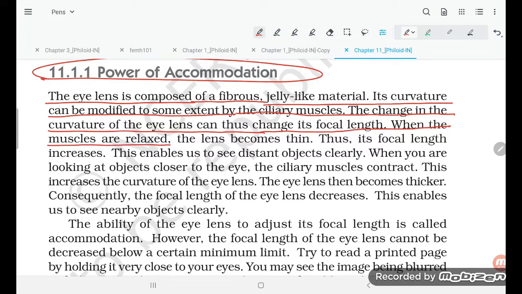When the muscles are relaxed, the lens becomes thin. Thus, its focal length increases. This enables us to see distant objects clearly.